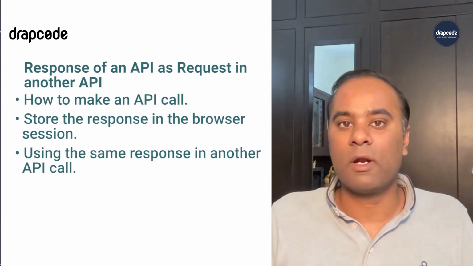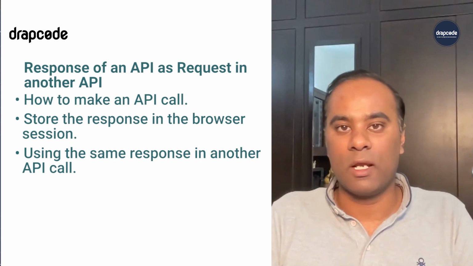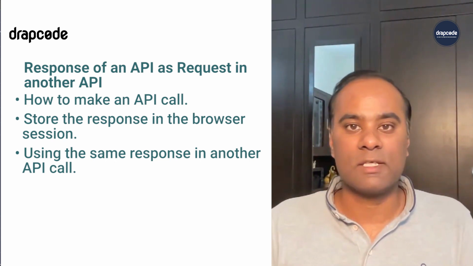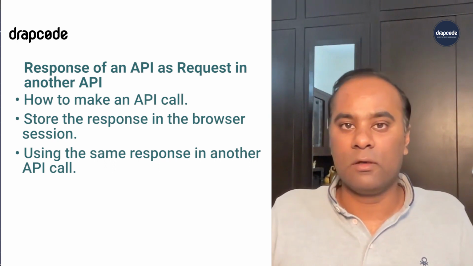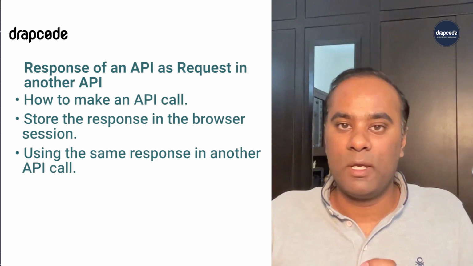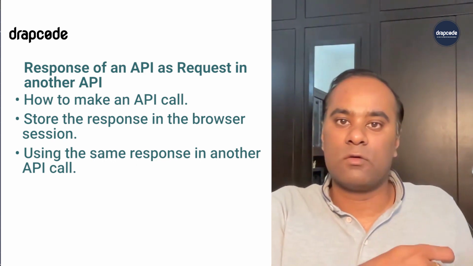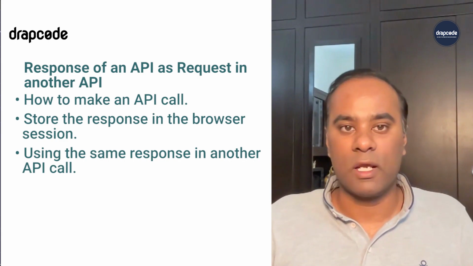So we will store it in the browser session and use it to make another API call and see how that can be done. There are several cases when you have to call multiple APIs one by one, and the API which is called second or third may need some values which come as part of the first API, or an API which was called previously. So let's see how that can be done.